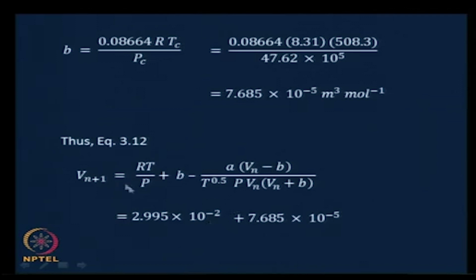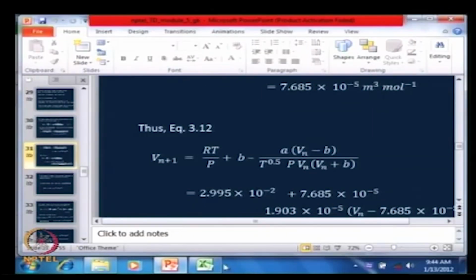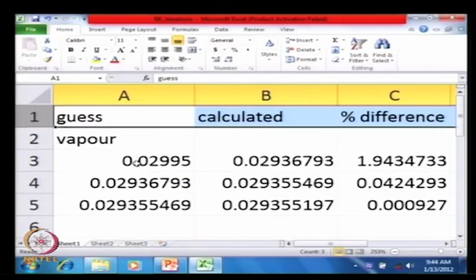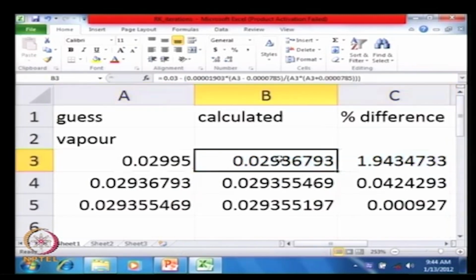Now, this is nothing but our ideal gas volume. Therefore, this is what we are going to use as the first guess, 0.02995, and then if we calculate all those RT by P plus B and so on and so forth, whatever was in the right hand side, we would get 0.02936793. I do not want you to worry about too many things. The way we calculated is given here. These are the terms on the right hand side.